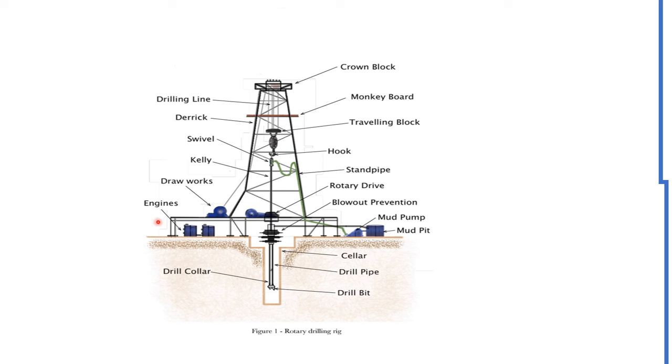And these are the engines. This is the drawworks. This one is the Kelly, this is the swivel, this is the derrick. See the movement of my cursor: the complete vertical structure is called the derrick or mast. This is the drill line. This drill line is threaded over the crown block sheaves and the traveling block. The drill line is also called the wire rope.